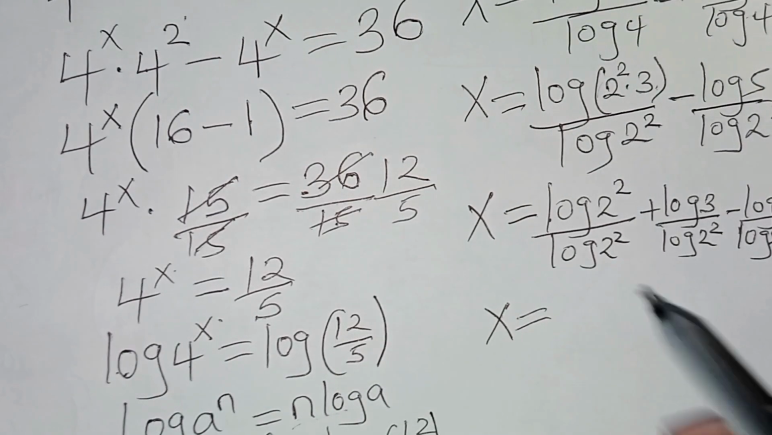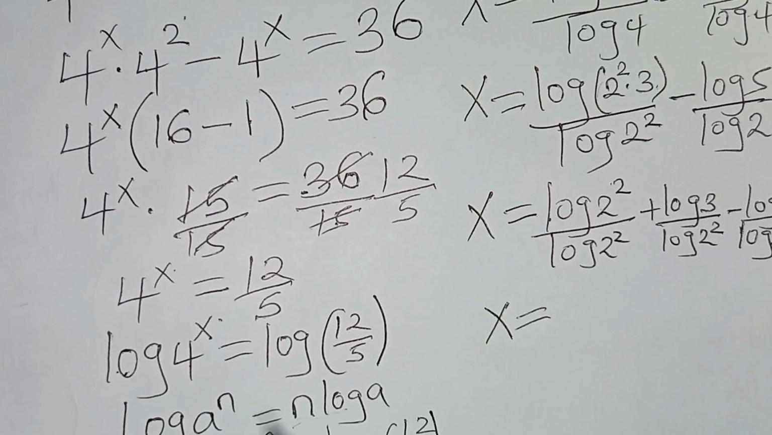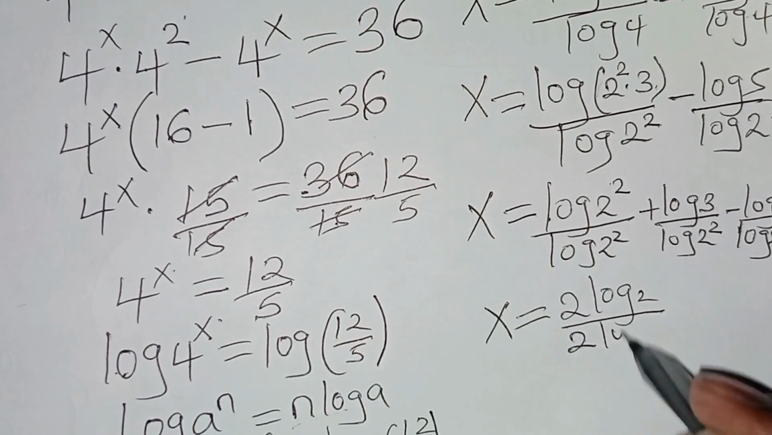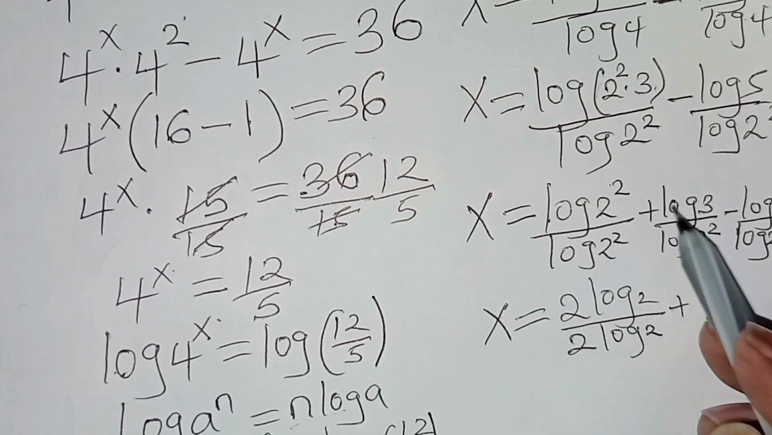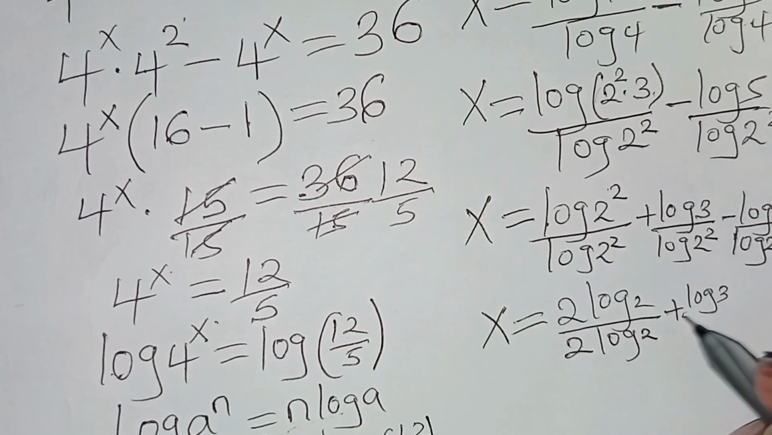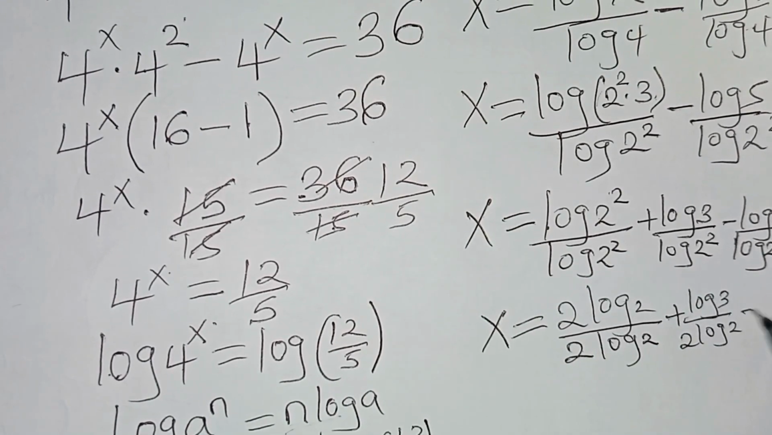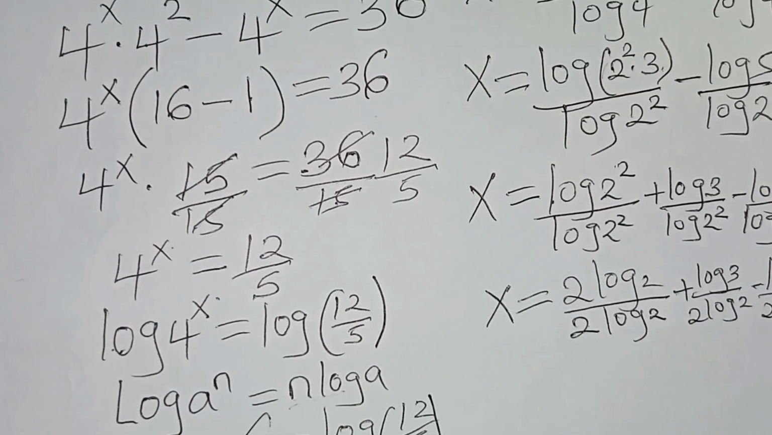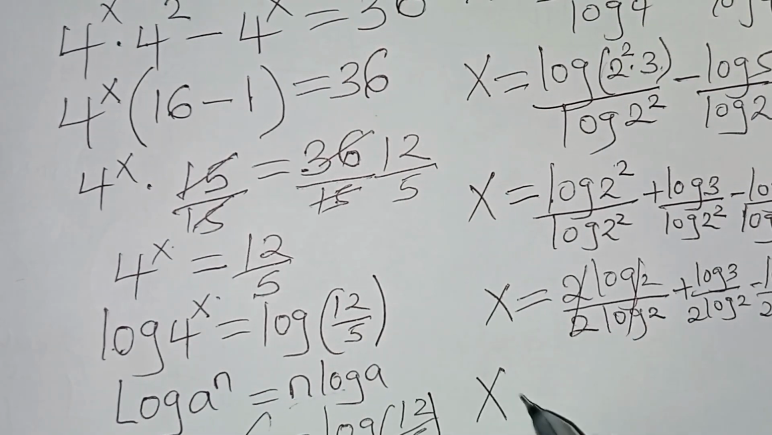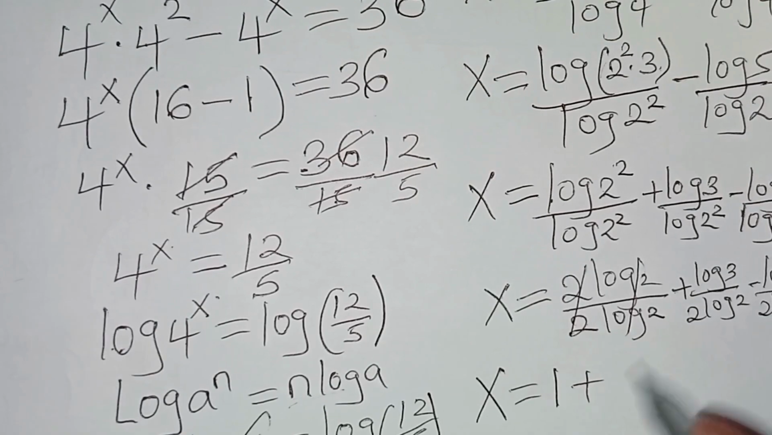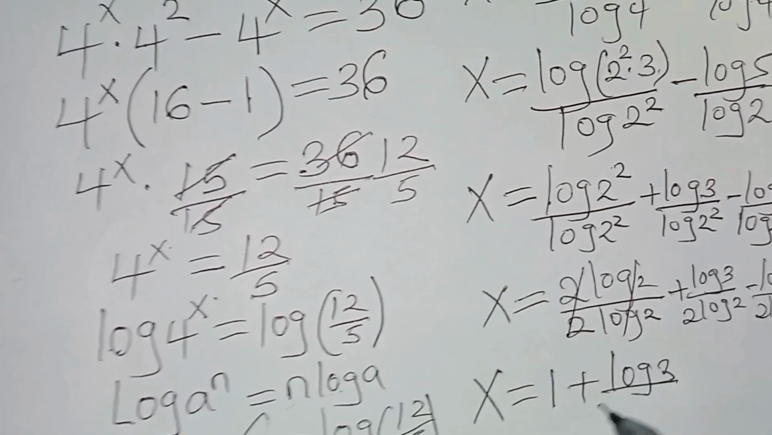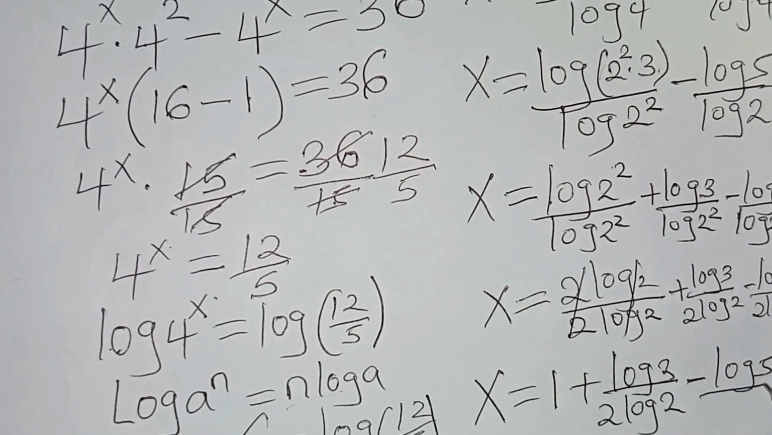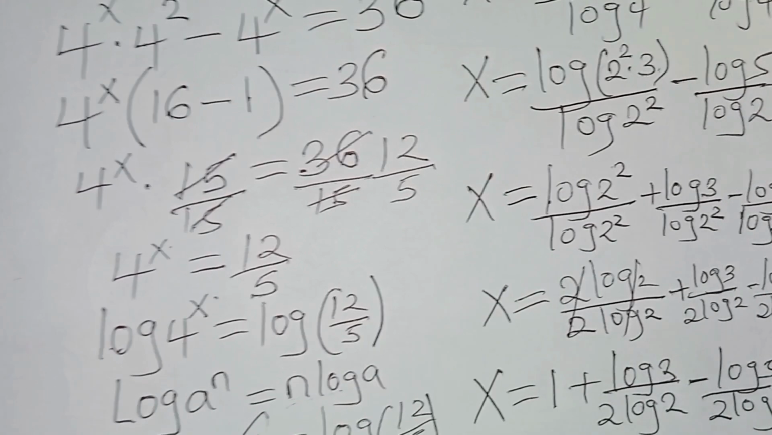Now we have x equal to log 2 to power 2. Applying the power rule property, we will have 2 log 2 divided by 2 log 2, then plus log 3 divided by 2 log 2, subtract log 5 divided by 2 log 2. So let's simplify here, so that the value of x is 1 plus log 3 divided by 2 log 2, subtract log 5 divided by 2 log 2.